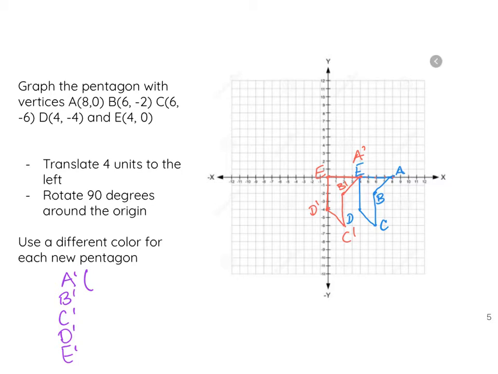So A is at 4, 0. B is at 2, negative 2. 2, negative 6. 0, negative 4.